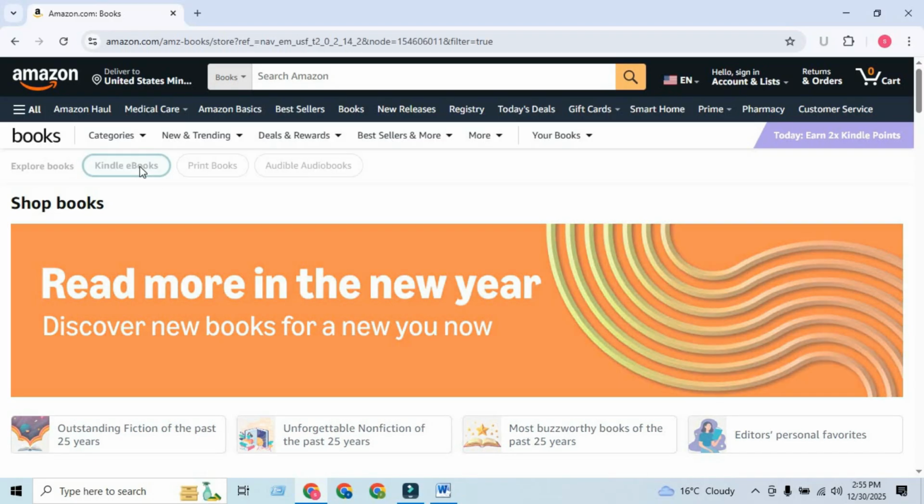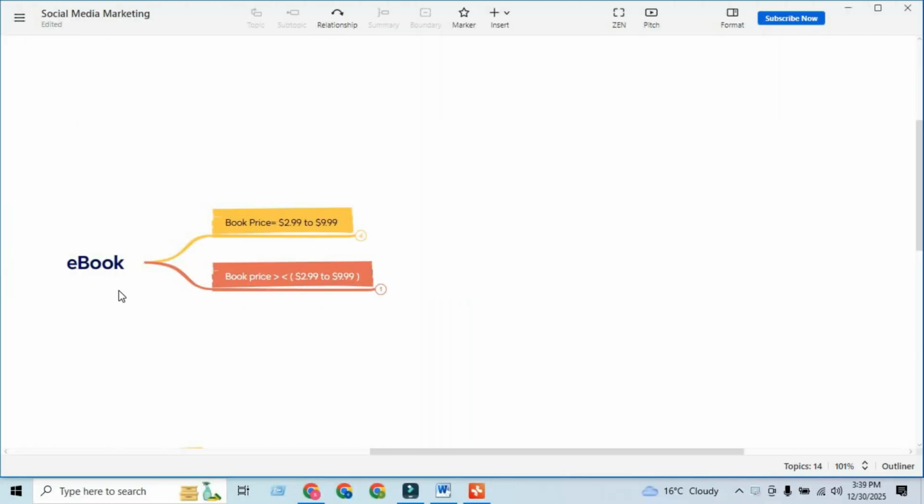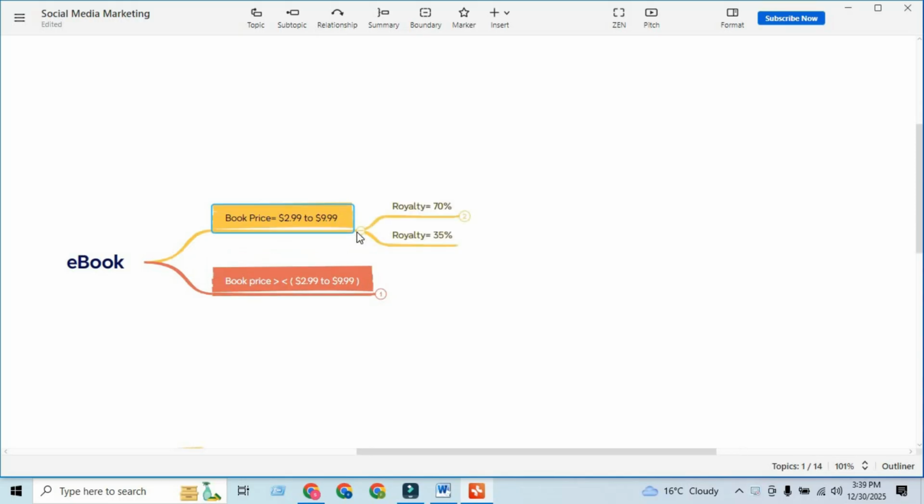First, let's come to the ebook royalty system. If your book is an ebook and the price is between $2.99 and $9.99, then you get two royalty options: 70% royalty and 35% royalty. You can choose either one. But if your book price is outside this price range, then you will get only one option, which is 35% royalty.